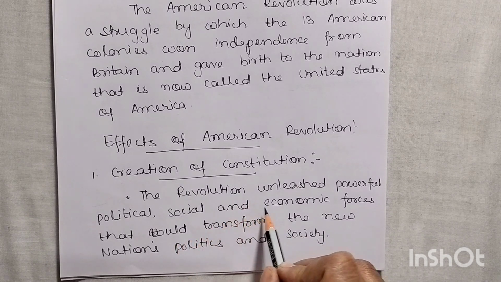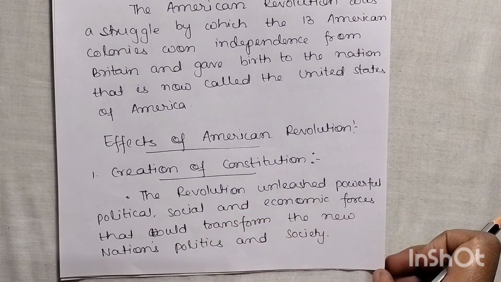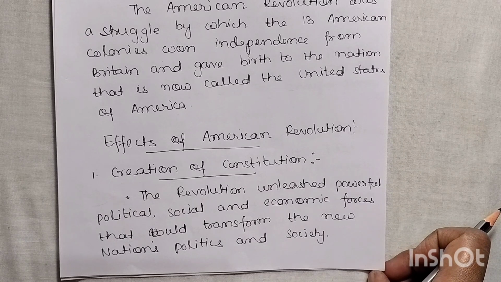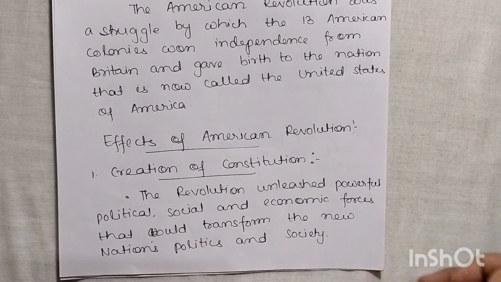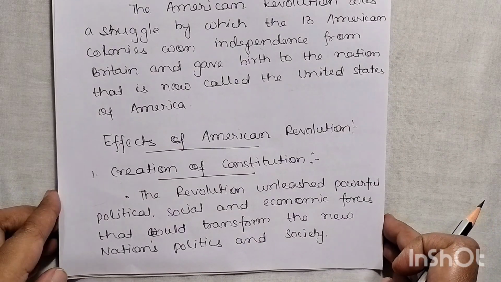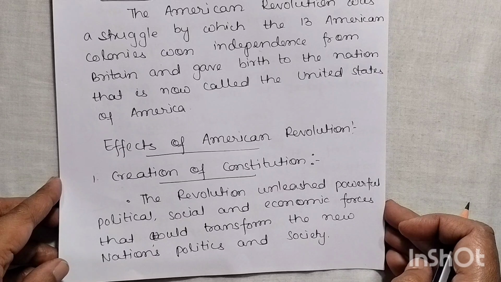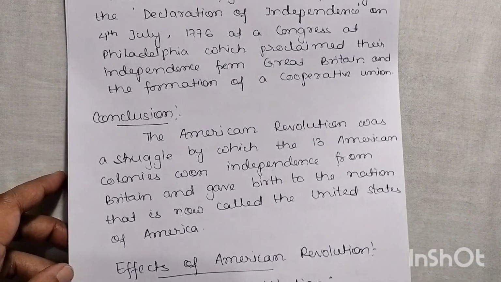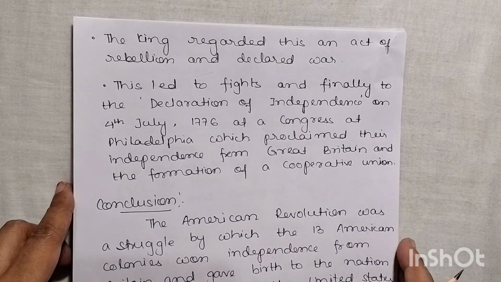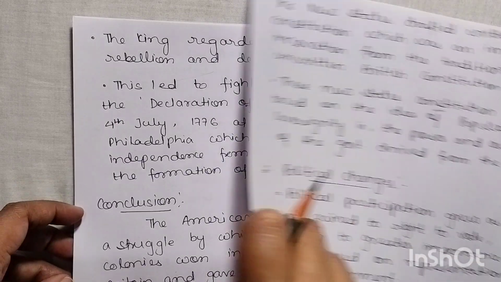The revolution unleashed powerful political, social and economic forces that would transform the new nation's politics and society. Okay. Now, after this revolution, what happened? New political, social and economic forces came into form for the nation, politics and society. Now, new rules and regulations are going to be formed.